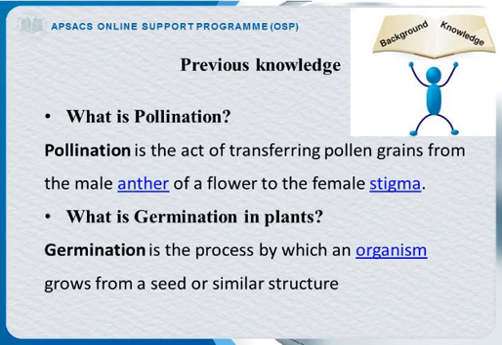Let's recap the previous knowledge. What is pollination? Students, you have learned about pollination in the previous class. Pollination is the act of transferring pollen grains from the male anther of a flower to the female stigma. And what is germination in plants? Germination is the process by which an organism grows from a seed or a similar structure.